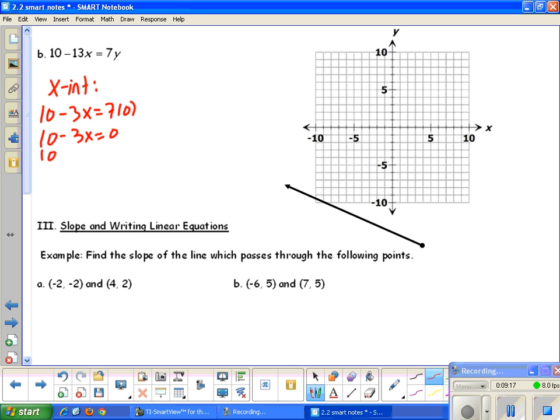So I'm going to take the 10 to the other side by subtracting it. And I get negative 3x equals negative 10. So x is equal to 10 thirds. So my x-intercept would be 10 over 3, comma 0.